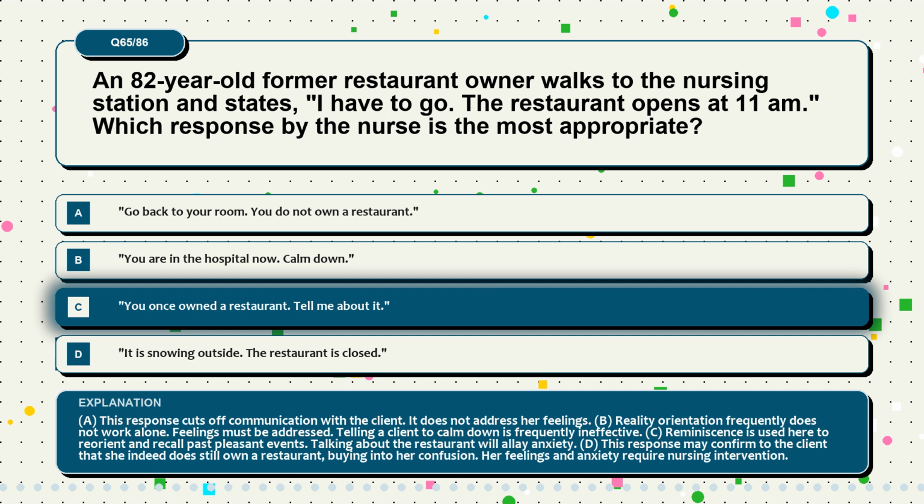C. Reminiscence is used here to reorient and recall past pleasant events. Talking about the restaurant will allay anxiety. D. This response may confirm to the client that she indeed does still own a restaurant, buying into her confusion. Her feelings and anxiety require nursing intervention.